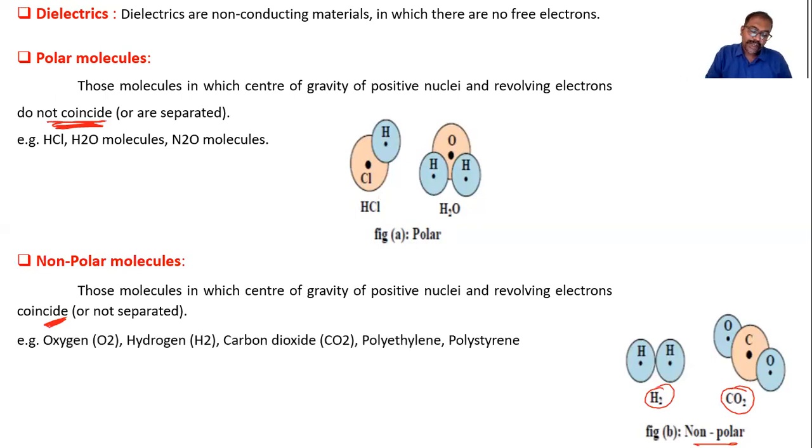Now here, you can see the structure. In a recent examination, they asked to categorize H2O and CO2 under polar and non-polar. So you remember, H2O is polar and CO2 is non-polar.